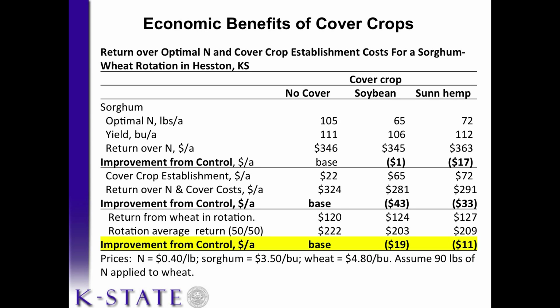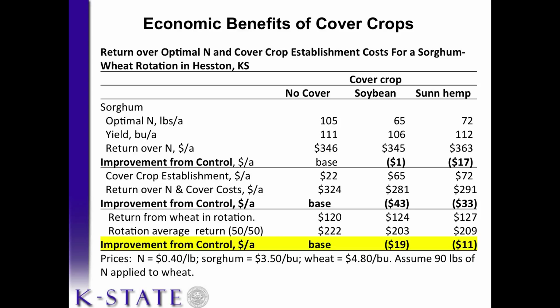This was the economic return. So the base practice was no cover crop. And then we added a soybean cover, so we looked at a soybean and a sun hemp cover crop. The soybean cover crop at the end lost $19 an acre, and the sun hemp cover crop lost $11 an acre. And really the big reason the sun hemp cover crops lost money at the end of the day was because of the cost of the seed of the cover.